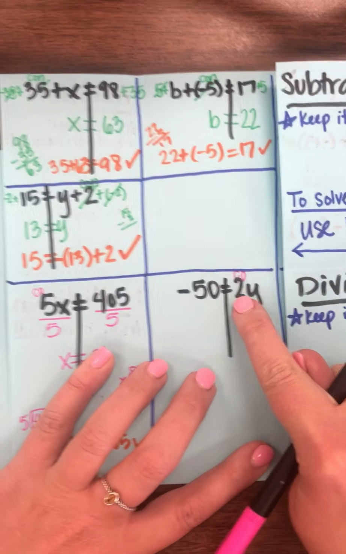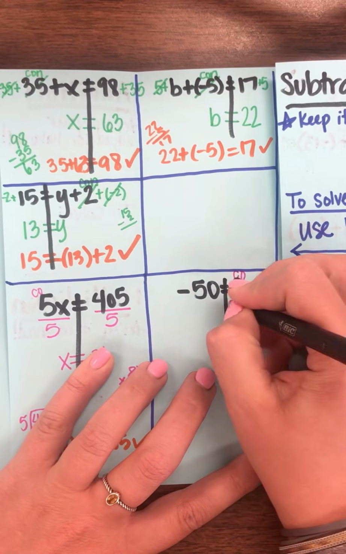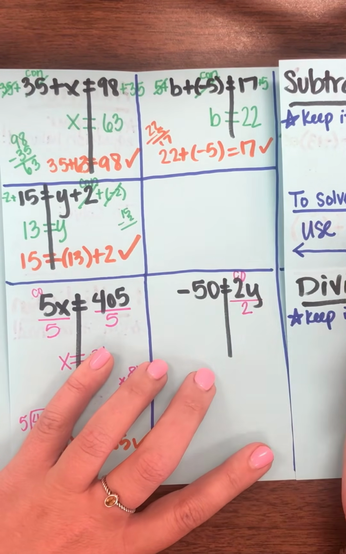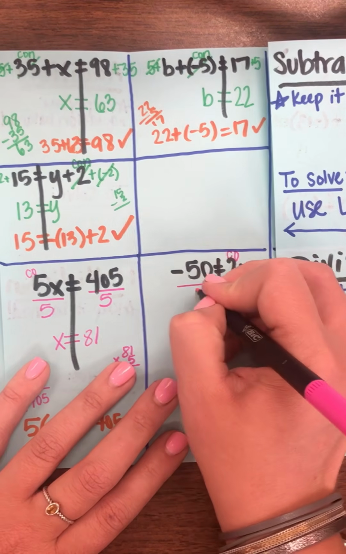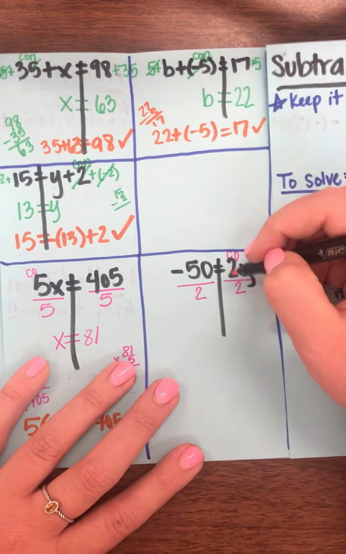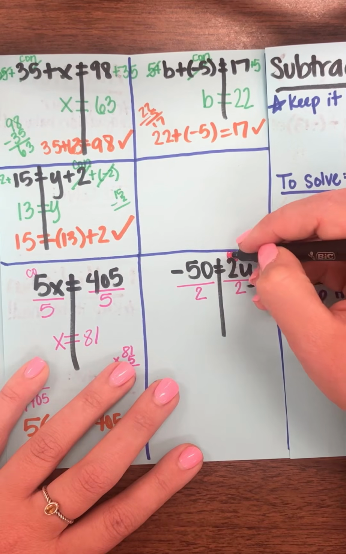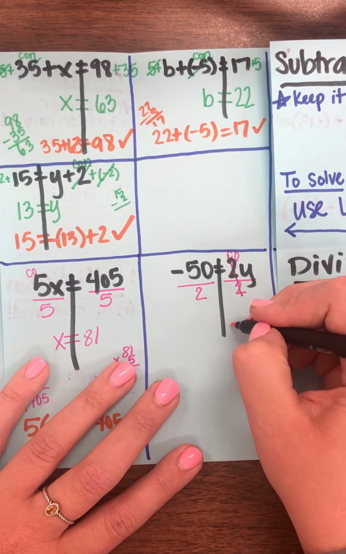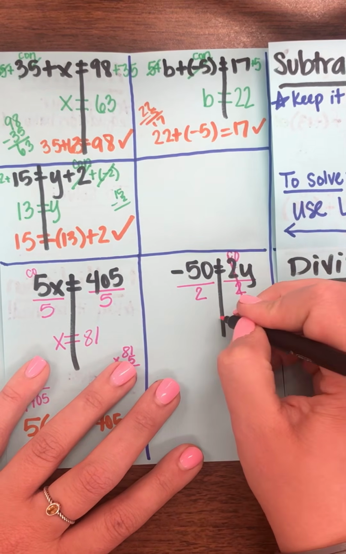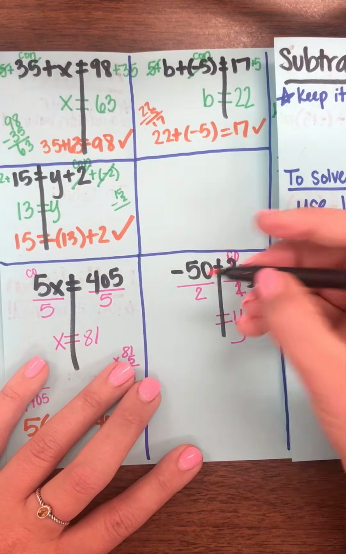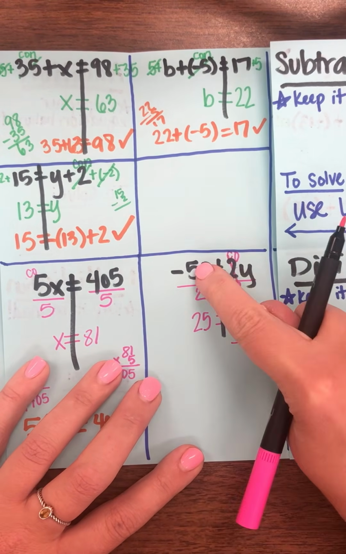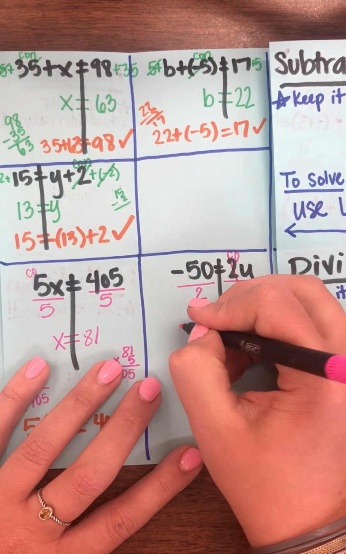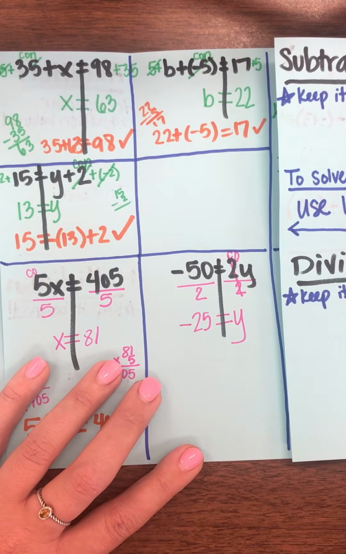So it says, isolate the variable by doing the inverse of the coefficient. Well, the inverse of times 2 is going to be to divide by 2. Whatever I do to one side, I do to the other. Here's where 2 divided by 2 equals 1, but again, we're not going to write 1y, we're just going to write y. 50 divided by 2 is 25, and a negative divided by a positive is a negative, okay?